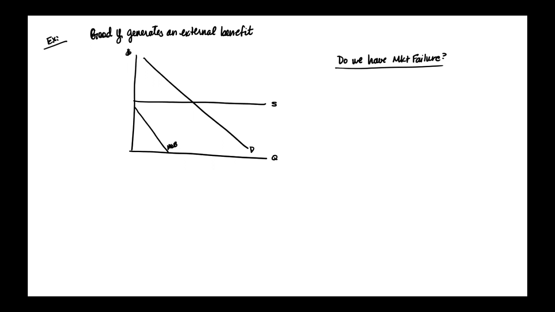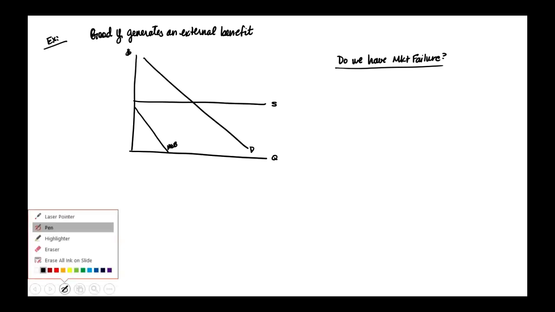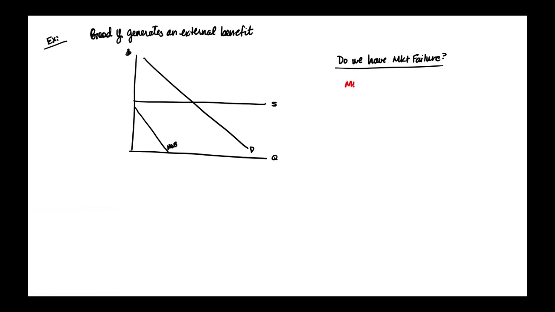So I want you to take a look at this. How am I going to go about answering this question? What should you do first? What should you do first, guys? Find the what? Find what equilibrium? Yeah, so I'd probably start by finding the market equilibrium. And so the market's going to be operating at P0 and Q0, where supply equals demand.